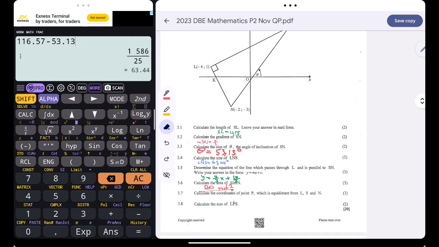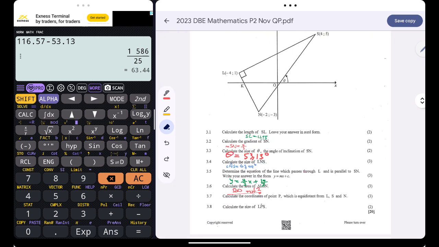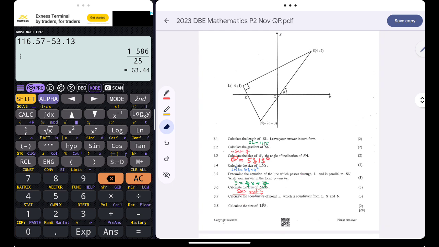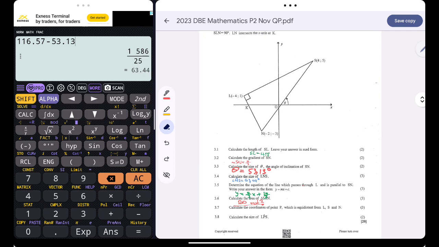I'm told to calculate the coordinates of P, which is equidistant from L, S, and N. P is equidistant from N, S, and L. So this simply means that P is the midpoint of line SN. Why am I saying that? Because if P is equidistant to this, and this, they are all equal. It simply means that P is the center of a circle. That's how I would picture it.